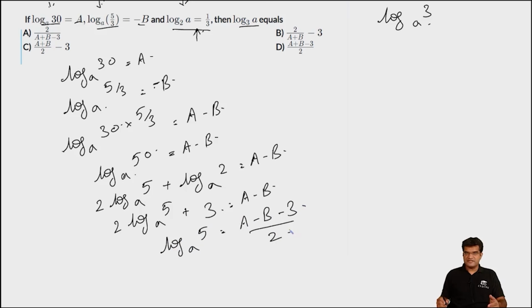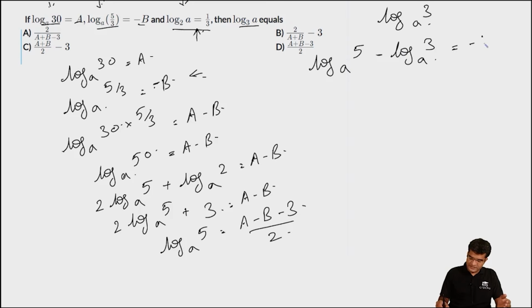Now why did we calculate the value of log 5 to the base a? Because if you are looking at the second equation, we are given log of 5 by 3 to the base a. So that would imply that the second equation would be log of 5 to the base a minus log of 3 to the base a is equal to minus b, or the value of log of 3 to the base a is equal to log of 5 to the base a plus b.